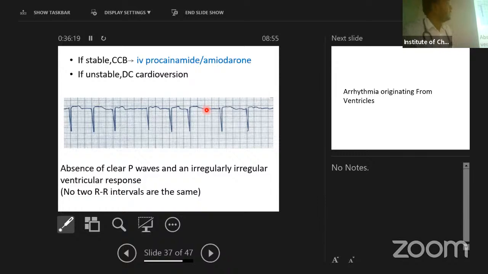This is the ECG for atrial fibrillation, where there is absence of the P wave and an irregular ventricular response. There is no proper RR interval, because the RR interval is not the same between different beats. Flutter and atrial fibrillation.